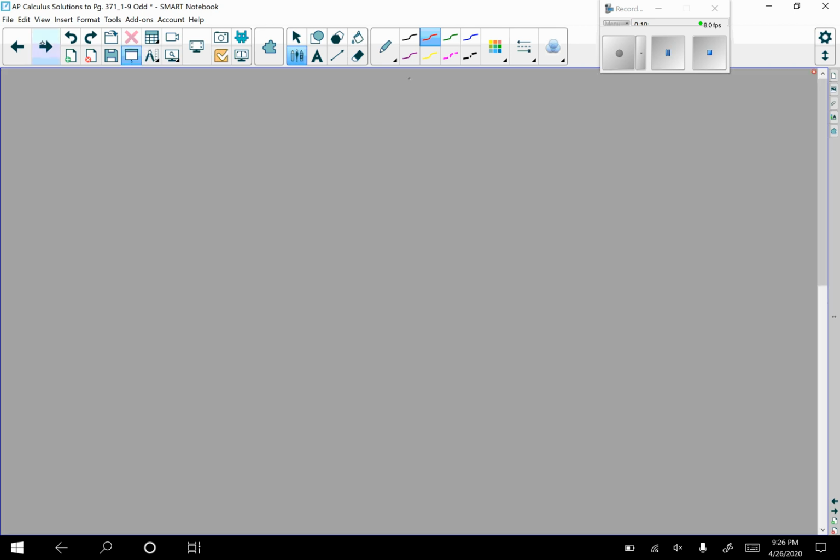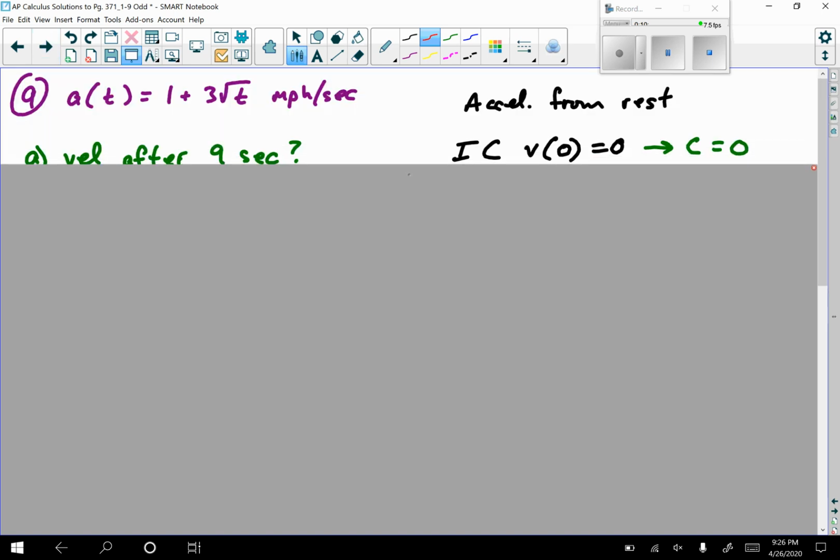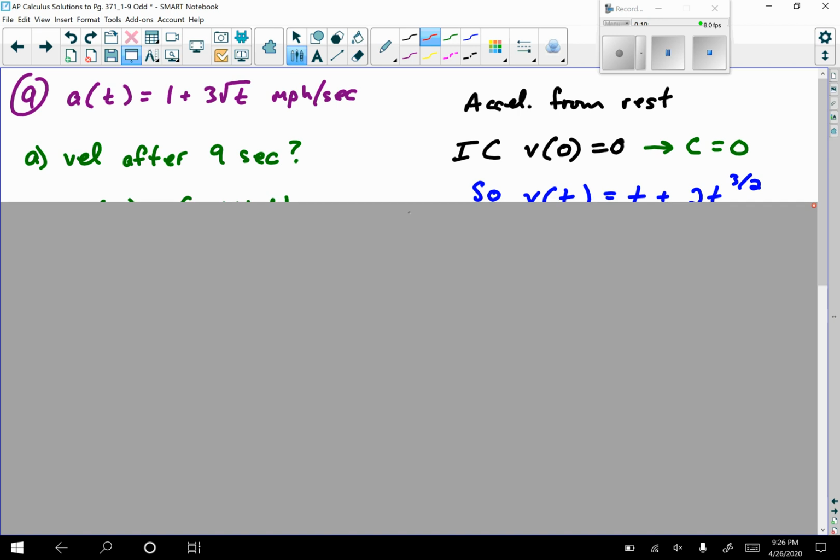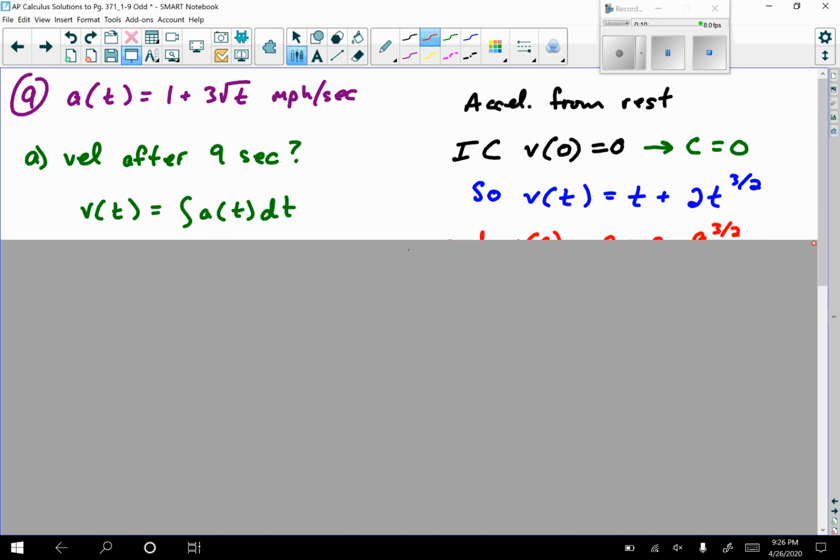Number 9 was a little different. It gave us an acceleration that a car accelerates from rest at 1 plus 3 radical t miles per hour per second. So we have a little bit of work to do with this problem, but that's for part B. So question A is, what is its velocity after 9 seconds?